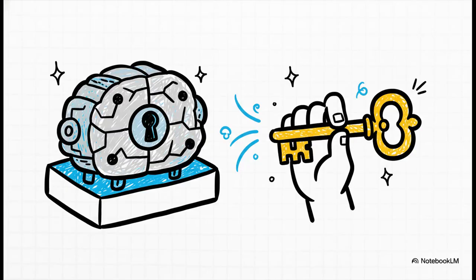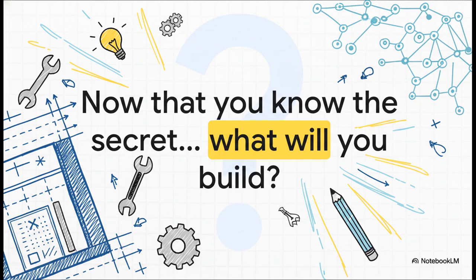And that brings us to the main takeaway. The AI model itself is like an incredibly powerful engine, but it's just sitting there, idle, until you give it directions. Your instructions, your prompts, they are the key that starts the engine and tells it where to go. So the power isn't just in the technology, it's in how you decide to wield it. You have the blueprint, you have the tool, and now you have the secret to making it all work. The only question left is, what will you build?